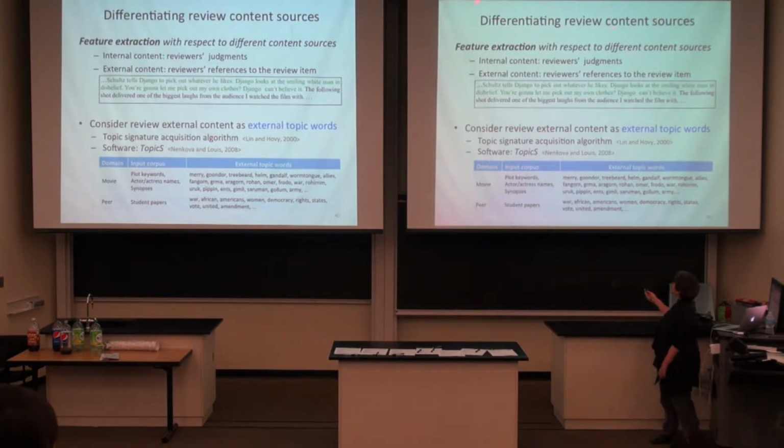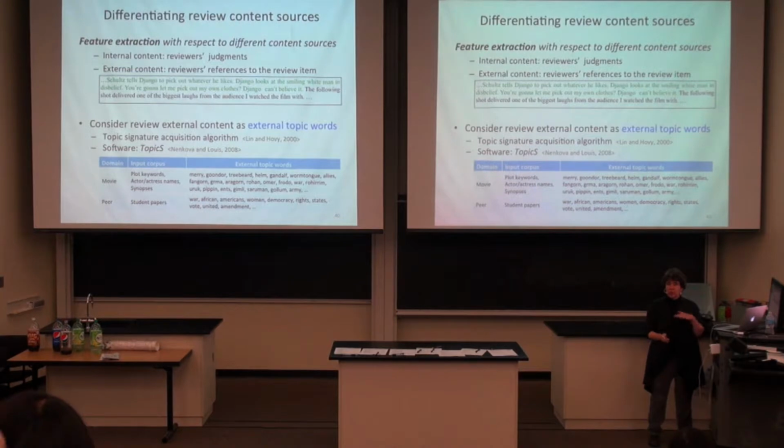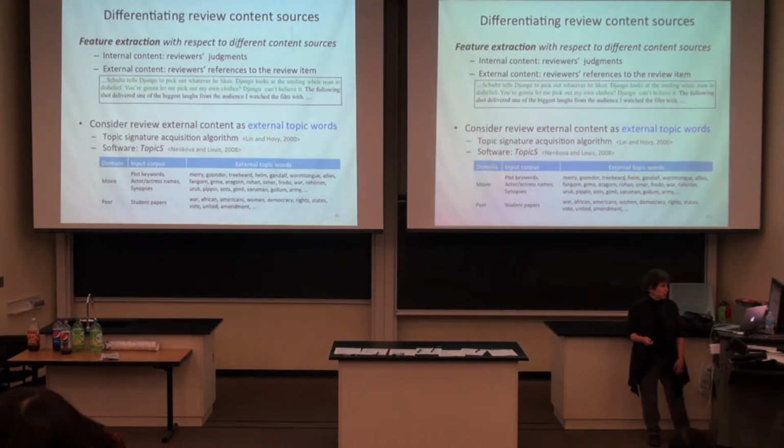And as we saw in some of the examples, we're going to show external content in green and internal content in black. So here's the movie review, and the first part of the review is actually talking about the movie, and the next part of the review is actually evaluating the movie. So this itself could be a quite complicated problem. We're doing a very simple approach where we're going to identify external content by looking for particular topic words associated with the thing being reviewed.